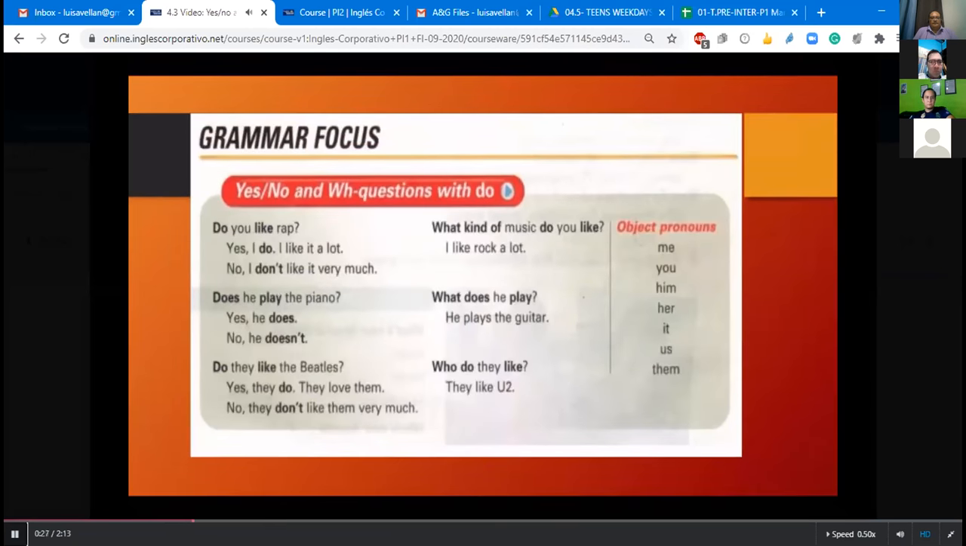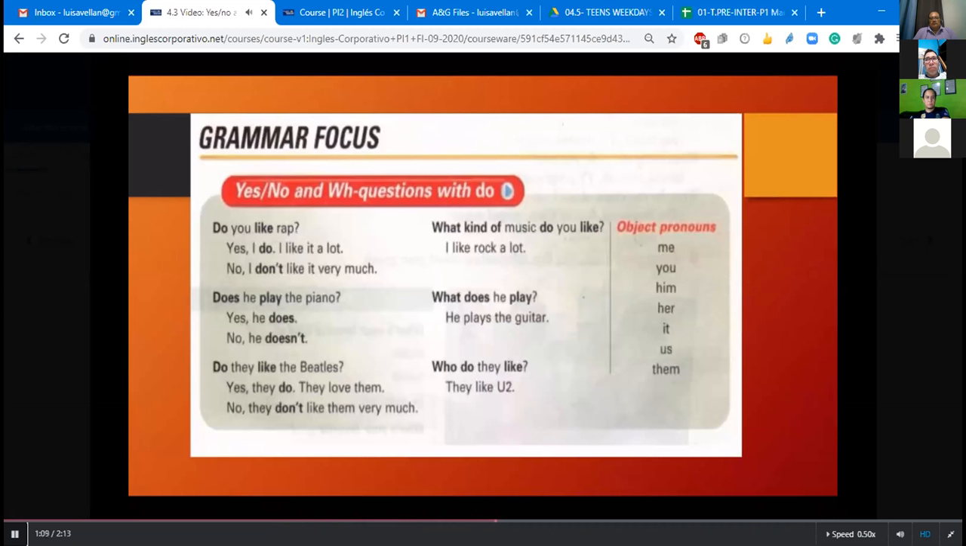Yes, no, and WH questions with do. Do you like rap? Yes, I do. I like it a lot. No, I don't like it very much. What kind of music do you like? I like rock a lot. Does he play the piano? Yes, he does. No, he doesn't. What does he play? He plays the guitar. Do they like the Beatles? Yes, they do. They love them. No, they don't like them very much. Who do they like? They like you too.